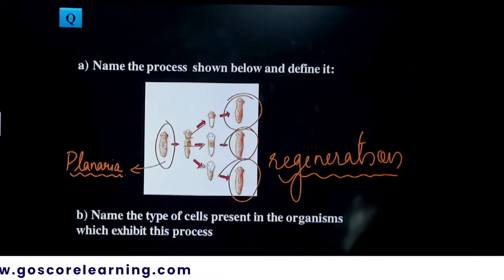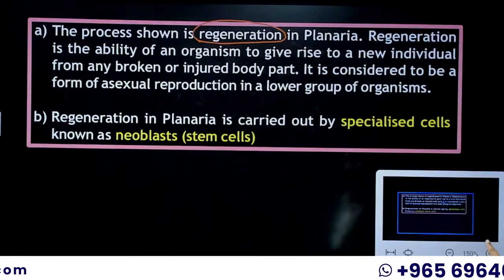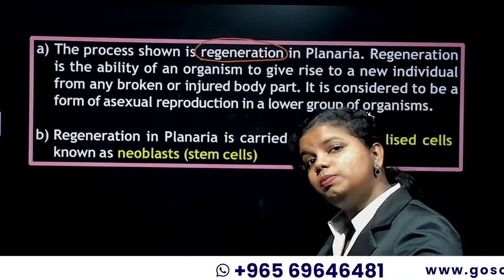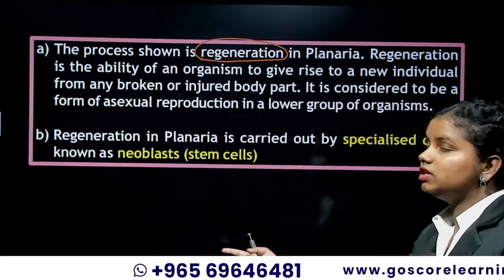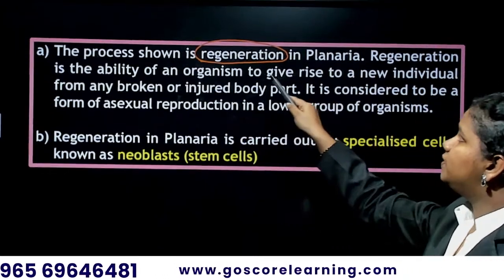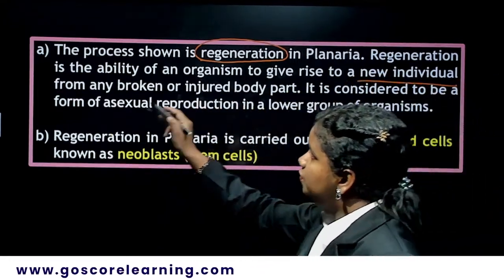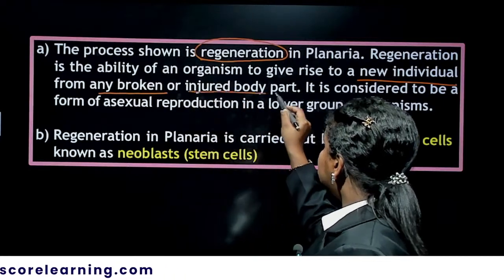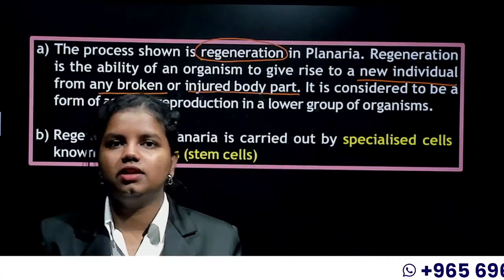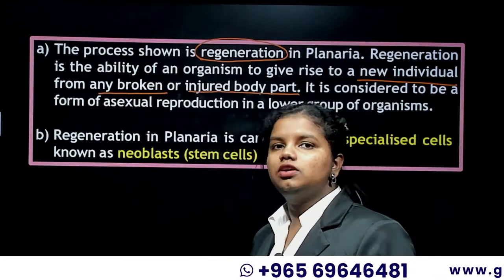6. Name the type of cells present in the organism which exhibit the process. Okay, so they have not only asked us what the process is, they have asked us to explain the process. So we have to explain what regeneration is. Regeneration is the ability of an organism to give rise to a new individual from any broken or injured body part. So even if an injury has happened, or even if you cut the planaria into two, it can grow back into a completely grown adult.